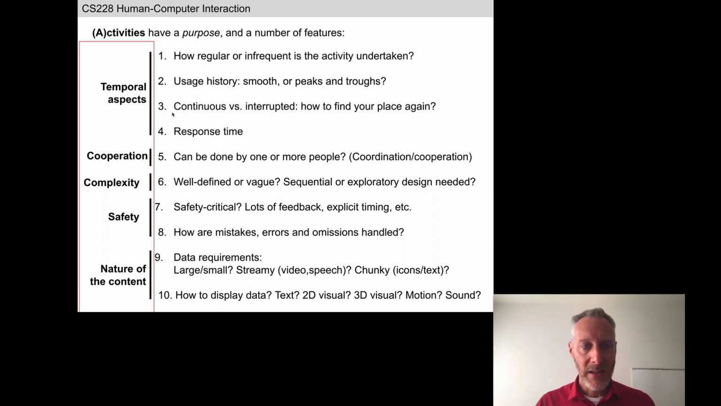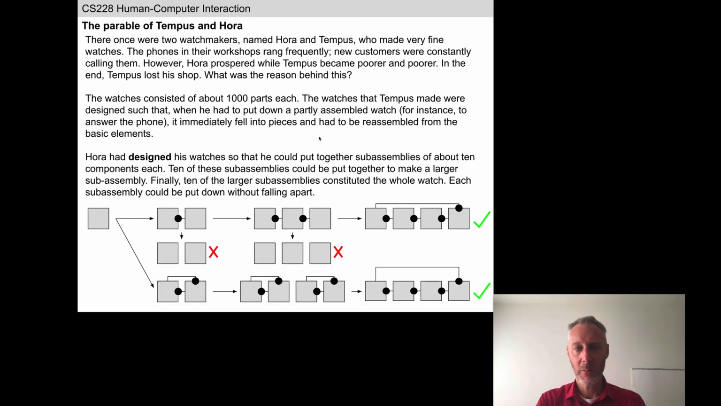Okay, so let's come back to number three for a moment. Is the activity something that needs to be carried out in entirety? Or is it something that someone wants to work on partly, pause, go do something else, come back and continue the activity? If it's an activity that does have a number of interruptions, how do we make it easy for the user to quote unquote find their place again? We're going to talk about design in a few minutes, but just to jump ahead for a moment. If our users are carrying out an activity which can be interrupted, that influences how we go about designing technology.